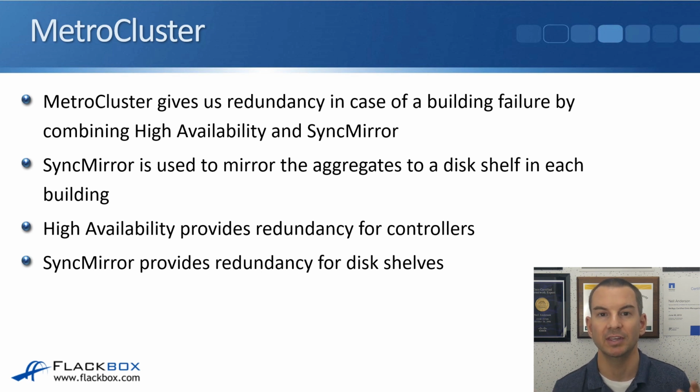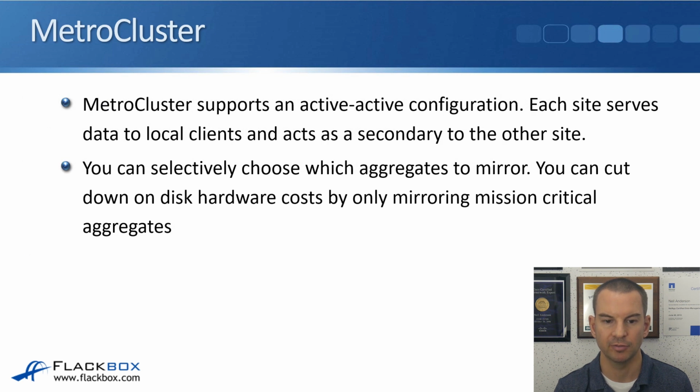MetroCluster does give us redundancy in case of an entire building failing by combining high availability and sync mirror. You saw there that traditional high availability gives you redundancy for your controllers. You learned earlier in this section that sync mirror gives you redundancy for your disk shelves. By combining high availability and sync mirror, that gives us redundancy for the entire building. With MetroCluster, sync mirror is used to mirror the aggregates to a disk shelf in each separate building. High availability provides the redundancy for the controllers, and sync mirror provides the redundancy for the disk shelves.